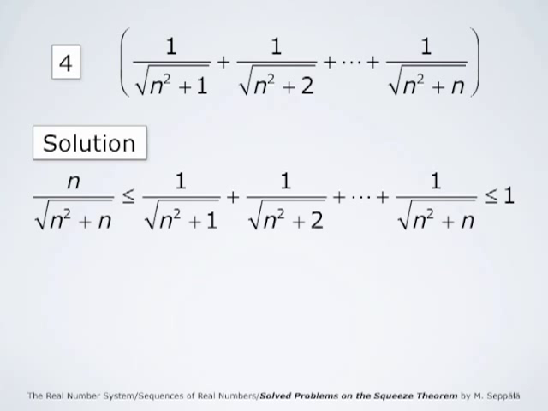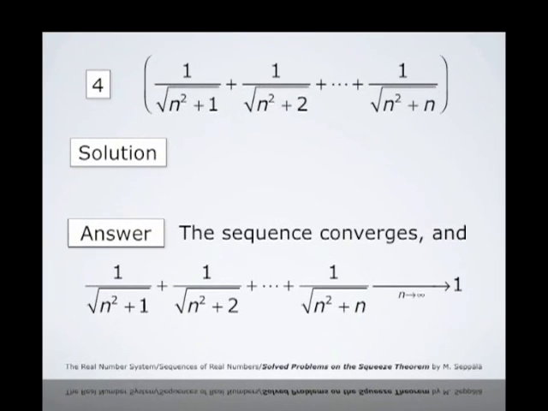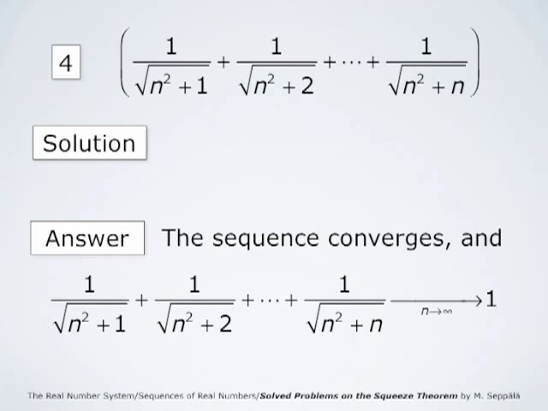Now the right-hand side estimate, the upper estimate, is just 1. So the limit of this upper estimate is also 1, because the upper estimate doesn't change. The lower estimate is n divided by square root of (n squared plus n), and dividing both the numerator and the denominator by n, we get that this is 1 divided by square root of (1 plus 1 over n). As n goes to infinity, 1 over n goes to 0, and we conclude that the limit of this quantity is 1 divided by square root of 1, which is just 1. So we observe that this sequence converges and that its limit is 1.